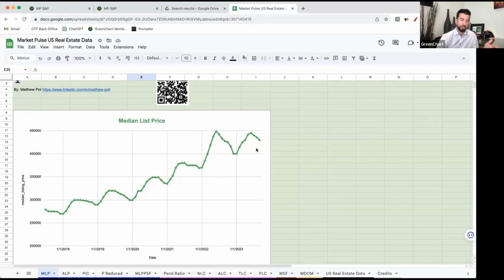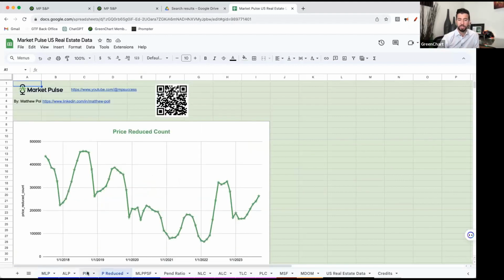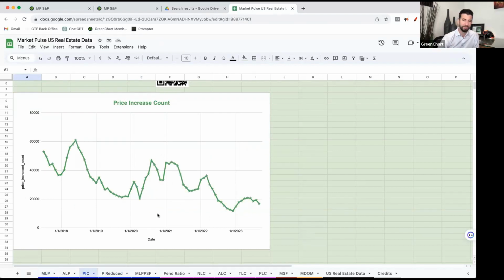Even in today's market, you'd start buying stuff up right now, fixing it up into the spring, selling it in the summer, because that's when you get the most in terms of price out of your house. So anyways, another negative one. Price increase count, not great.